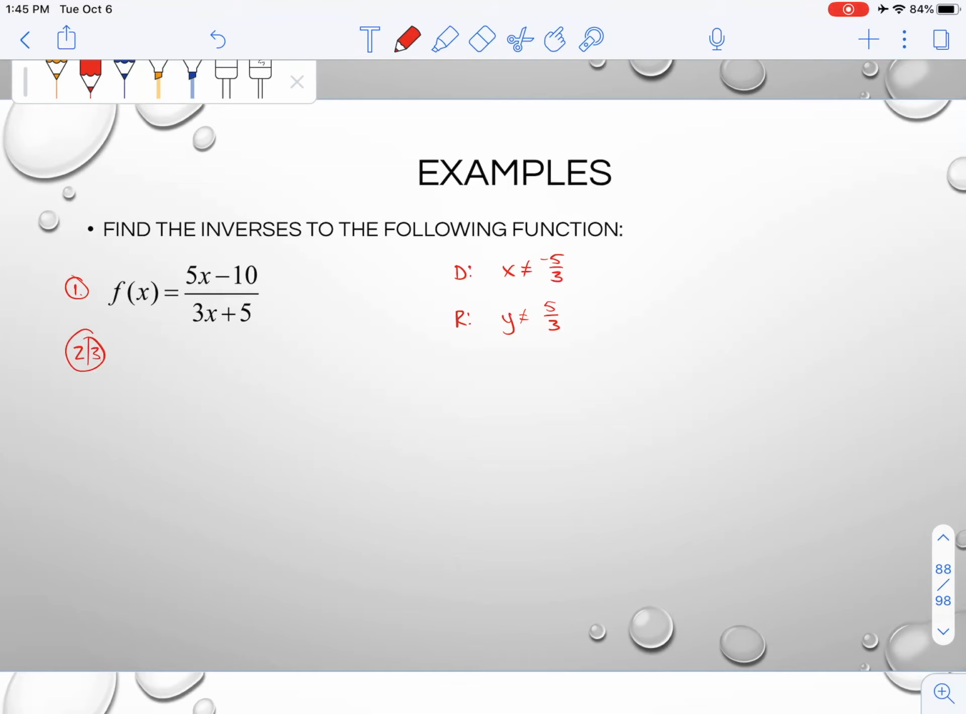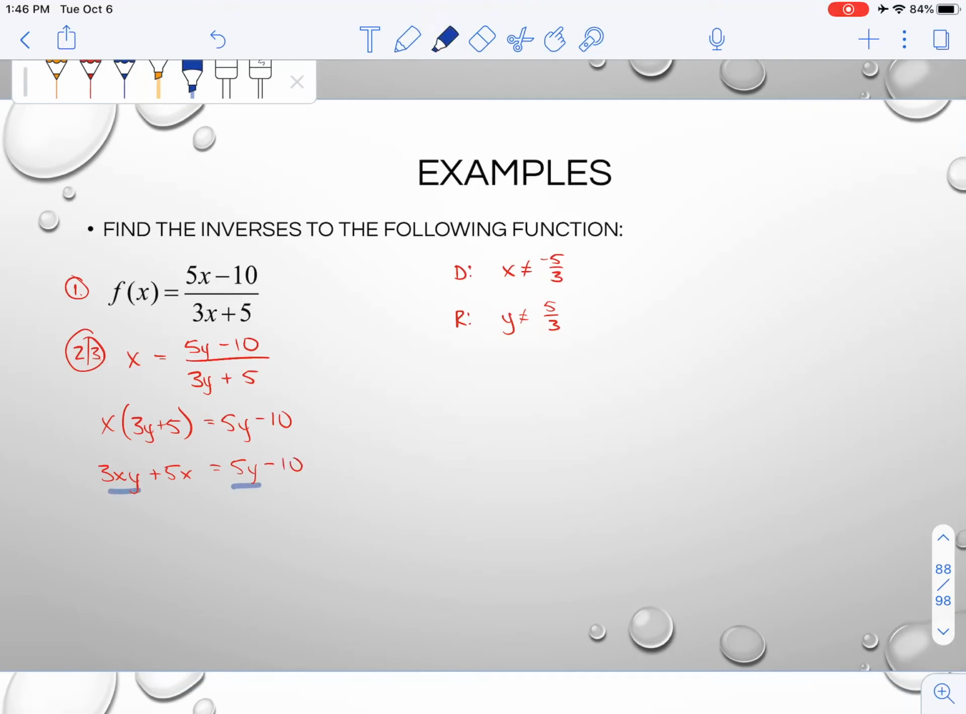I'm going to do steps 2 and 3 together. I'm going to replace f of x with y, and I'm going to switch them to save us a little bit of work. So what we're going to have then is x equals 5y minus 10 over 3y plus 5. And I want to solve for the new y. The problem here is now I have 2 different y's. The only way I can do that, I have to get that y out of my denominator, so I'm going to multiply both sides by 3y plus 5. Right? I'm going to distribute. It's going to give me 3xy plus 5x equals 5y minus 10.